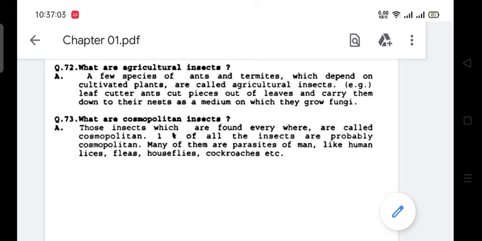These were the basic definitions regarding entomology. Hopefully you understand them well.